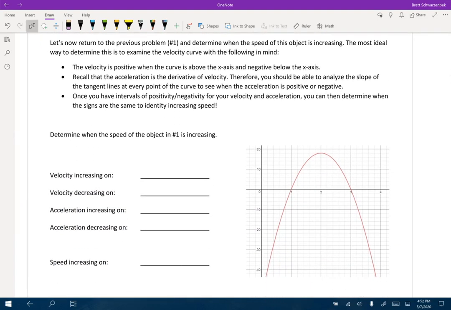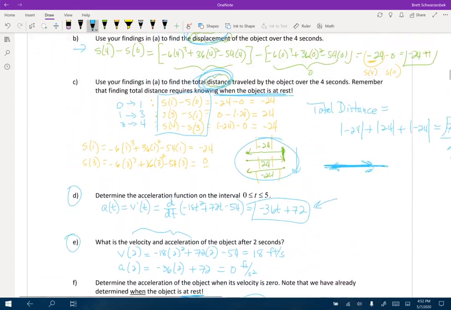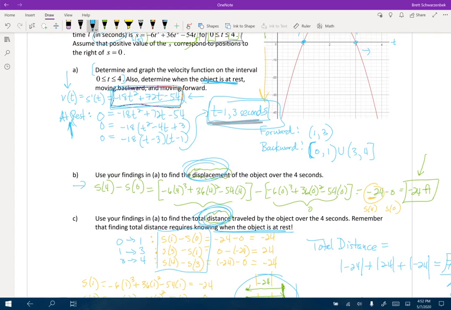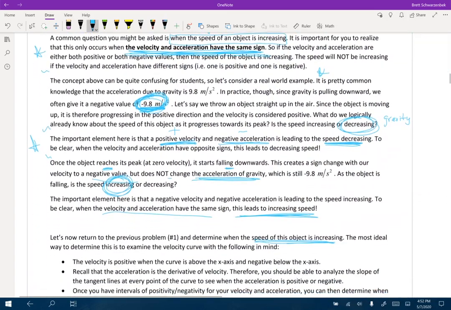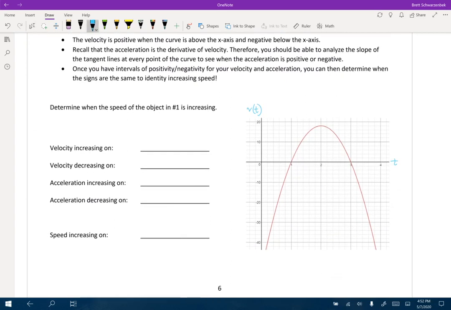Okay, so now let's return to the previous problem, number 1, and determine when the speed of the object is increasing. The most ideal way to determine this is to examine the velocity curve with the following in mind. Just as a reminder, this was the velocity curve, which was an upside-down parabola designated by this formula right here. We have v of t graphed versus time, from 0 less than or equal to t less than or equal to 4, so 0 to 4 seconds.